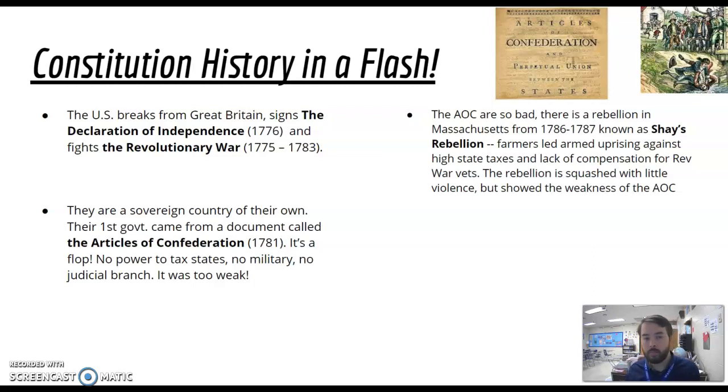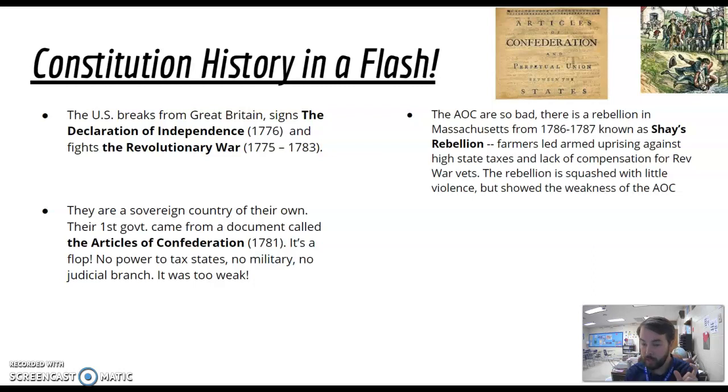So the U.S. breaks from Great Britain. They're upset with how they were treated when they were known as the 13 colonies, taxation without representation, all that good stuff. They sign a Declaration of Independence and go to war against Great Britain. They declare themselves a sovereign country, and if you're a sovereign country, you have to have a government. You have to have a set of rules and regulations that citizens live by, so they hastily create this thing called the Articles of Confederation.